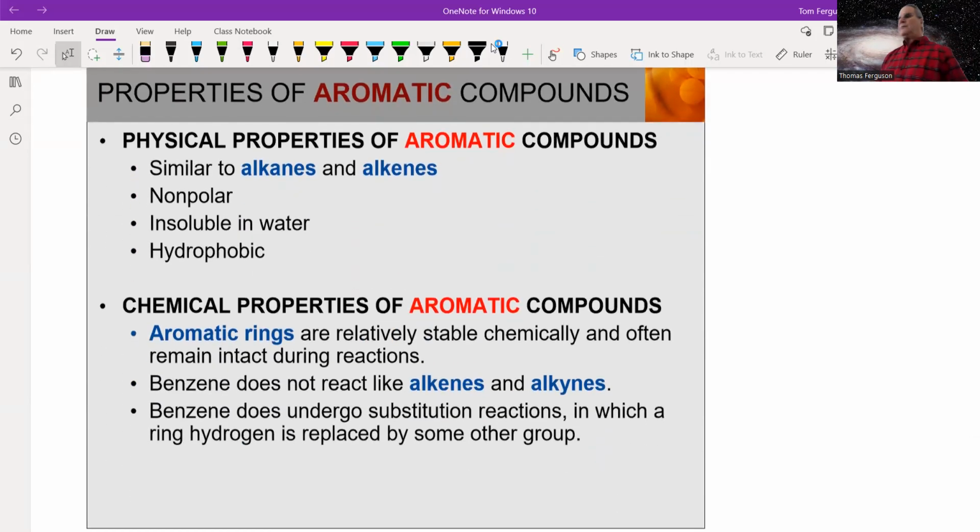Okay. Aromatic compounds are very similar to alkanes and alkenes, very low IMF. So low boiling point, low melting point, low surface tension. Okay, now aromatic rings, not relatively stable, stable.